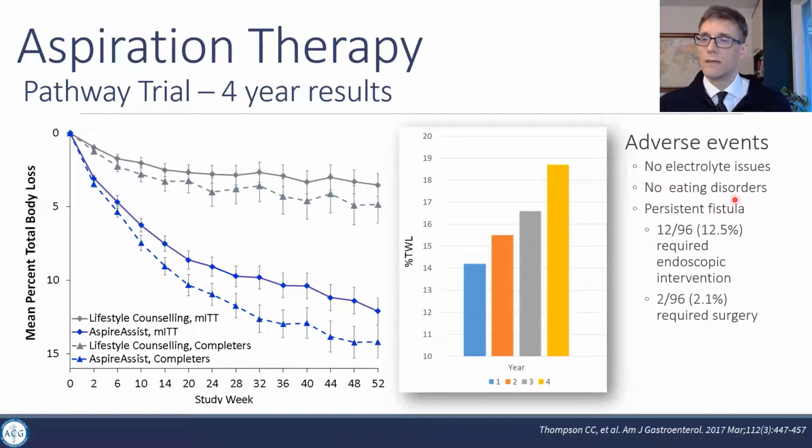Regarding adverse events, there's no sign of electrolyte issues or eating disorders. Persistent fistula is the one thing to look out for, and there's 12.5% of patients that required endoscopic intervention for a fistula and another 2.1% that required surgery, so it's important to act early, especially if there's been a long dwell time.